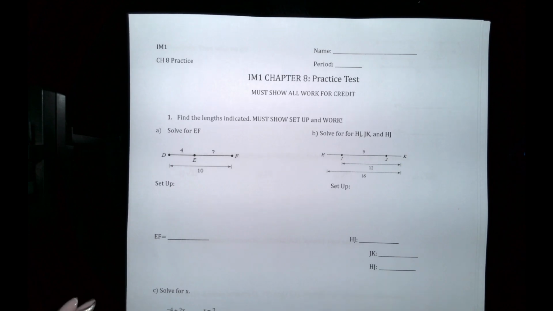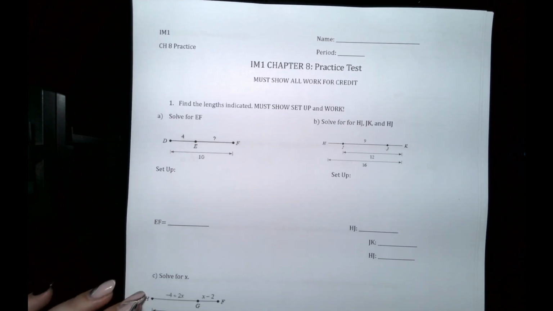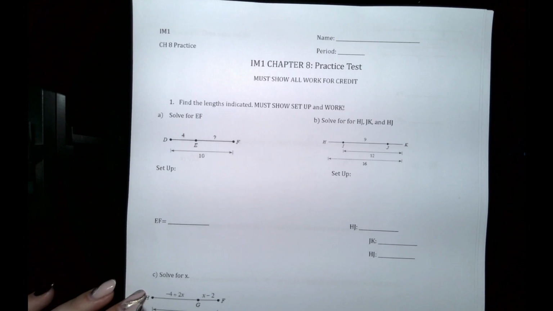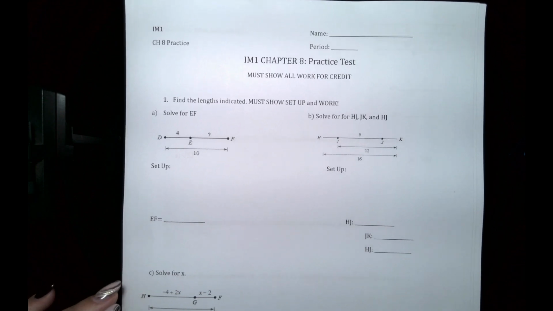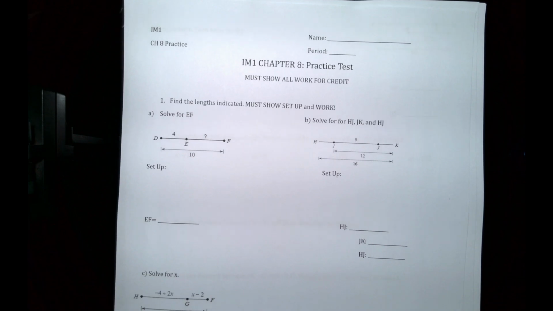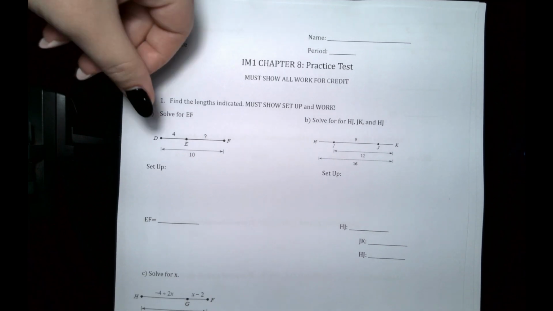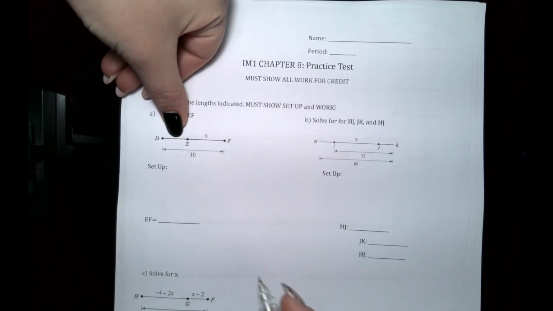In question 1, it is asking you to find the lengths indicated. You must show your setup and your work for credit. So what I mean by setup is I want you to create your segment addition postulate. You're going to take your finger and put it between two letters.